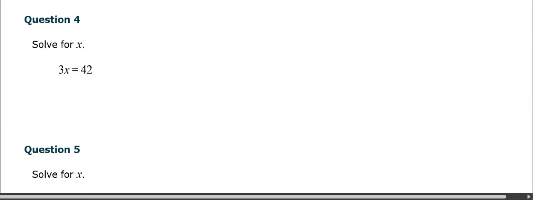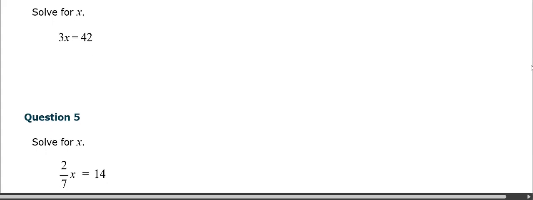My next problem. Solve for x. 3x equals 42. So again, if there was something to do on the left-hand side, I would do all that I can. Then on the right-hand side, I would do the same. But there's nothing to do in this particular problem as far as combining like terms or removing parentheses. So now I need to isolate my variable. It's already isolated. Nothing's being added to x, and x is by itself on the left-hand side.